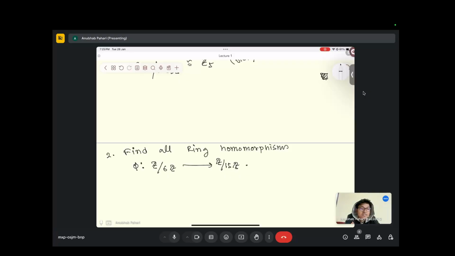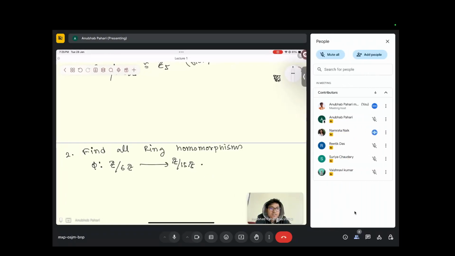Can anyone tell me that? Only two, right? Identity and the trivial one. Yeah, only two ring homomorphisms are possible. That one is the zero homomorphism, that is the trivial one. And by identity, you mean one goes to one? Yeah. Like we just have to look at where does one go, right? That is the trick. That will determine the homomorphism.